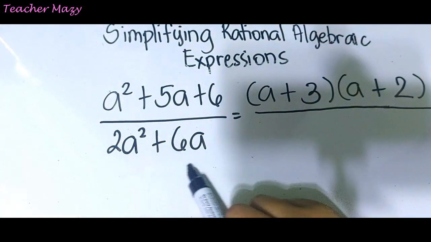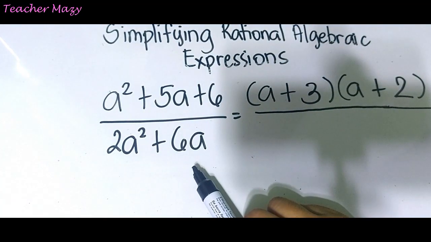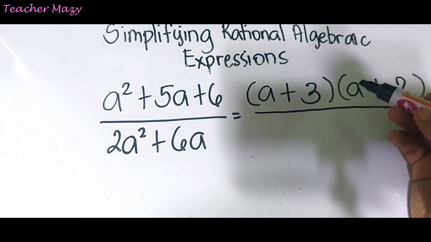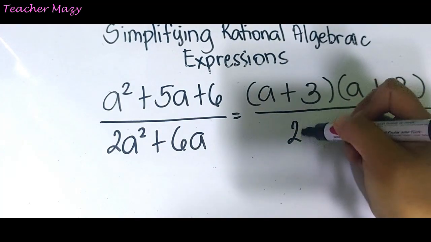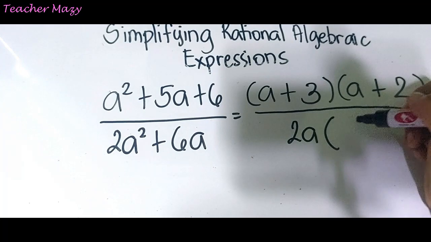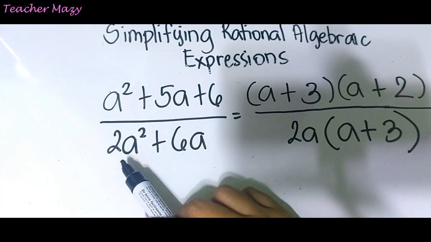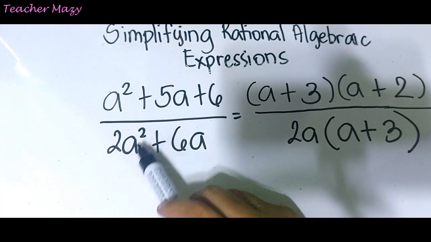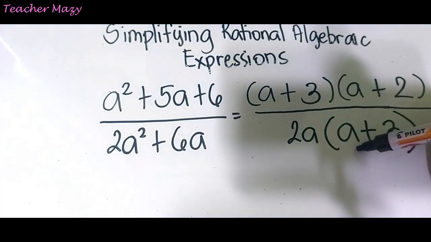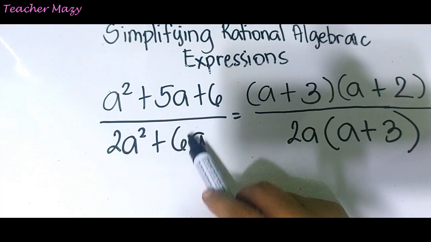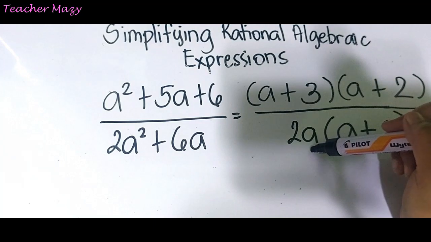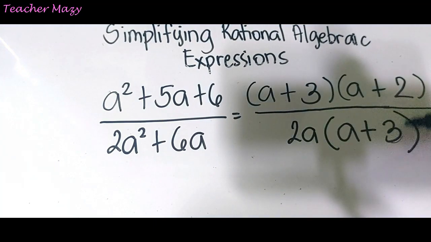And then let's focus on the denominator now. We can factor this using common monomial factors. So that will be 2a times a plus 3. Right? Both of them are divisible by 2a. So 2a squared divided by 2a is equal to a. And then 6a divided by 2a will be equal to 3.